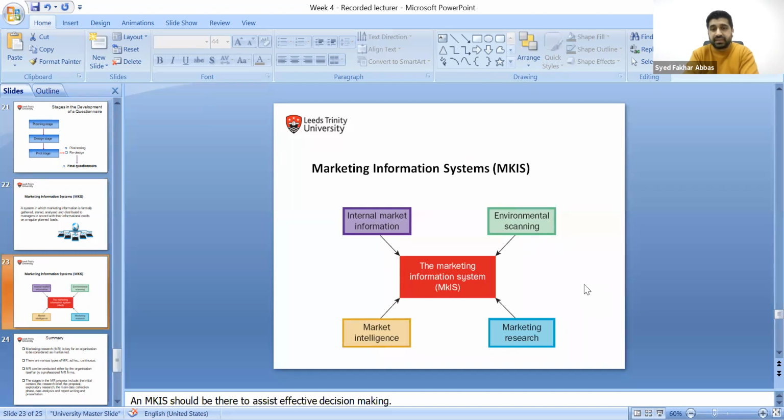Here we can see there are different factors involved in the marketing information system. We do external scanning, internal market information, market intelligence, and market research. So there are different factors. To find out external scanning, we use the market information system. For internal marketing information, again, we need to use the market information system. For market intelligence, we also have to use the information system.